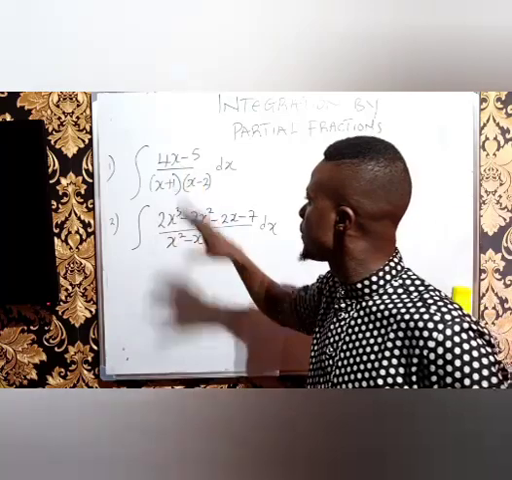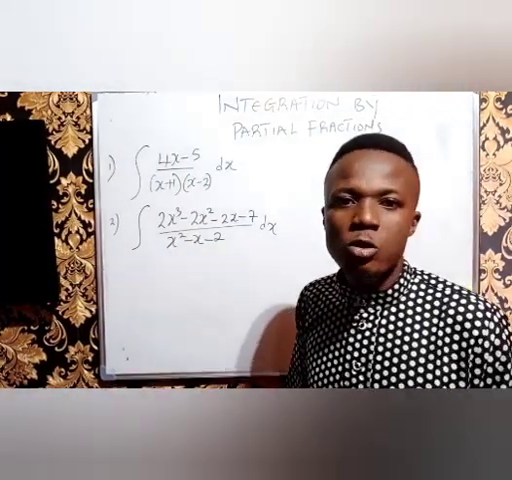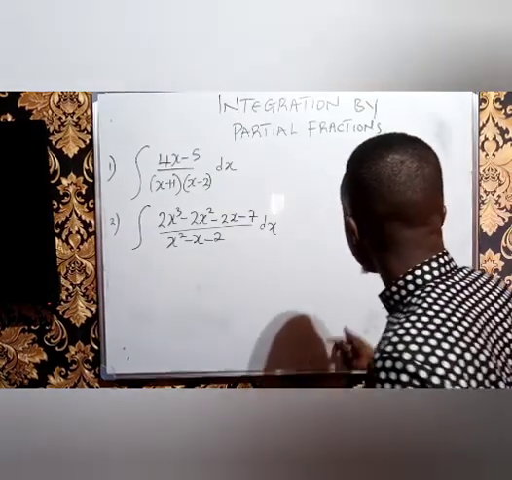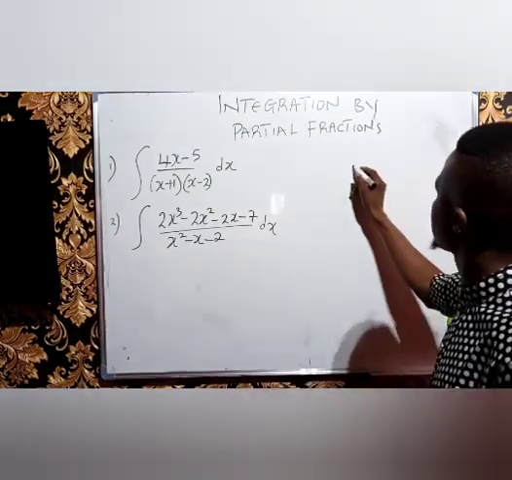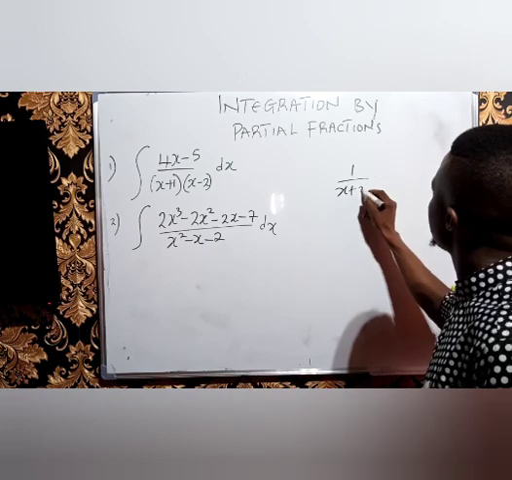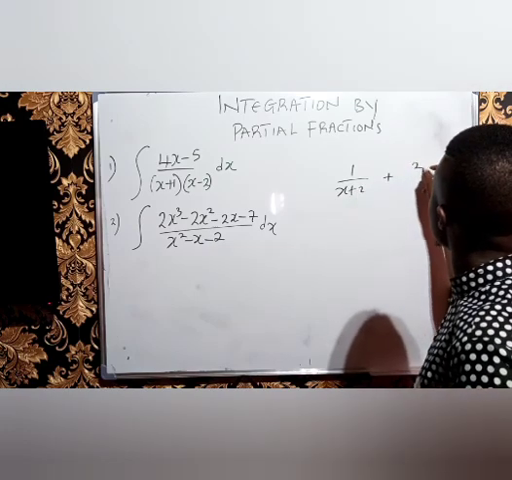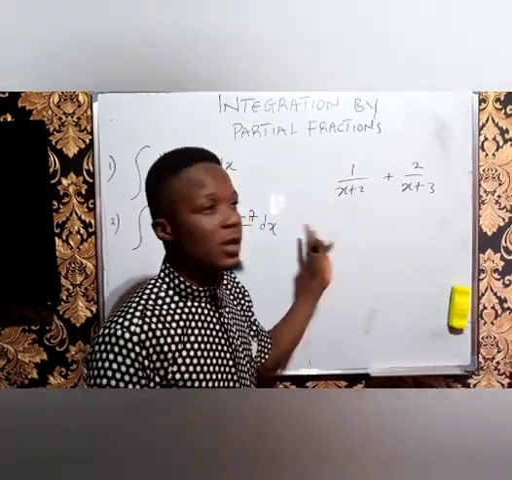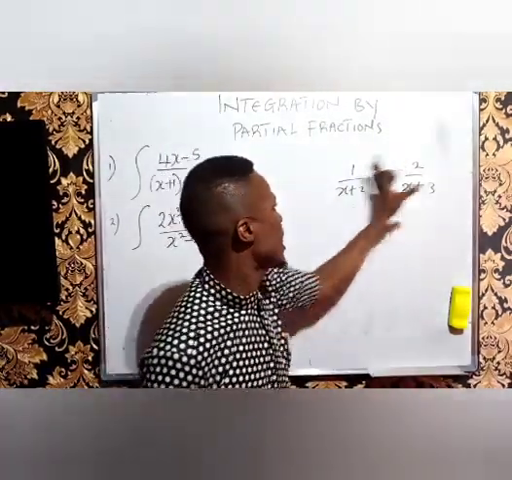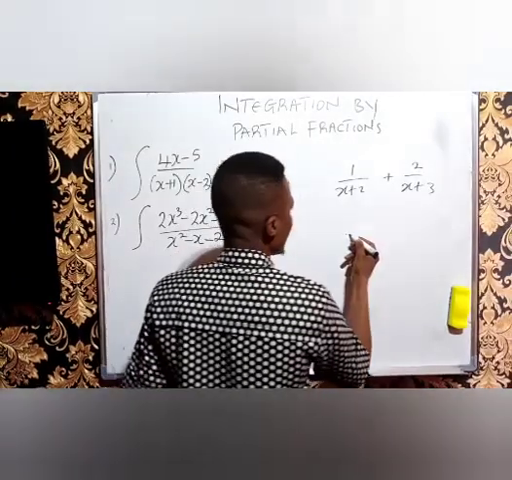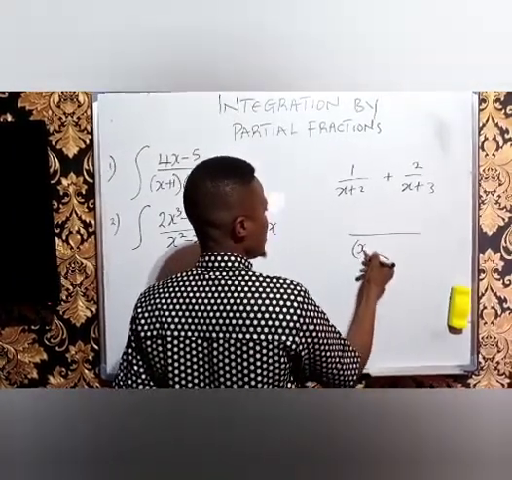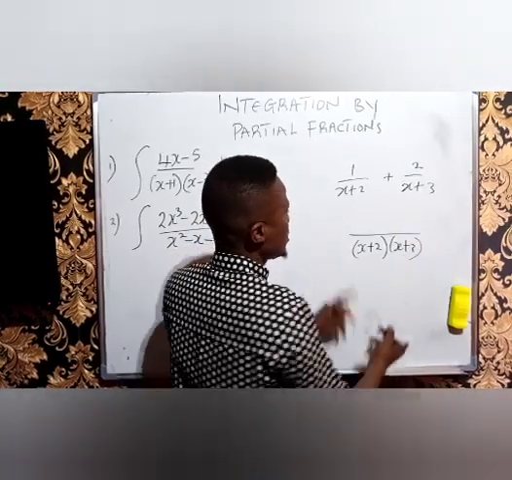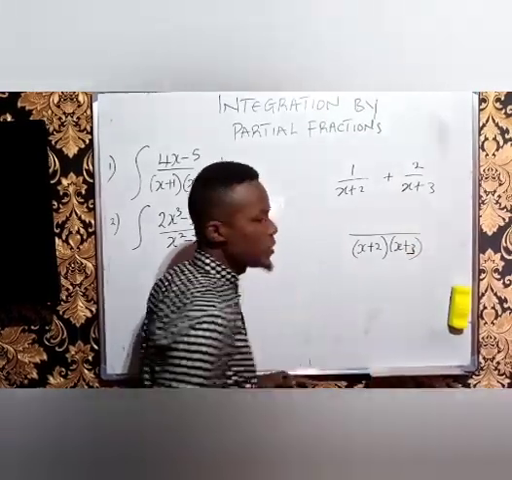Now, before I go deep into this integral, you need to know what we mean by a partial fraction. Take for instance, if I have two smaller fractions, like 1 over x plus 2, and let's say 2 over x plus 3, for instance, these are two fractions on their own. If I try to add these two fractions together, I'll find out that their LCM is x plus 2 into x plus 3. That's their LCM, their product is their LCM.